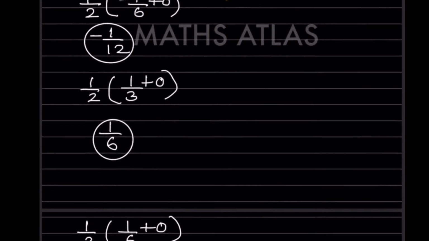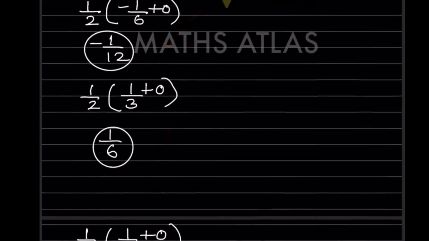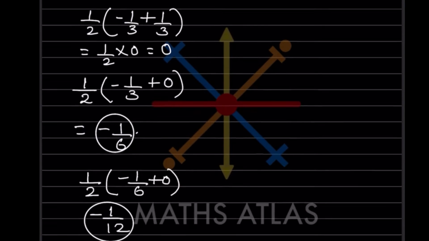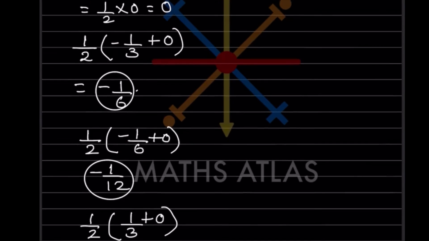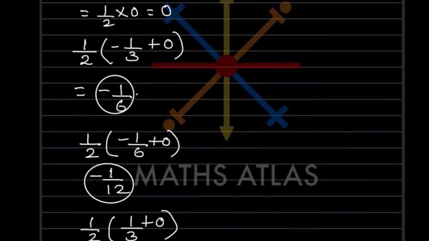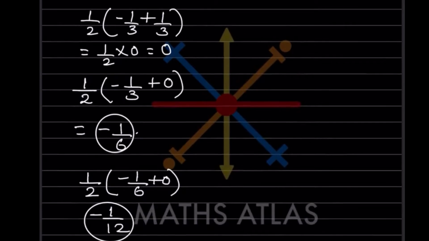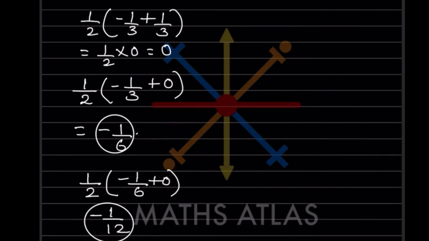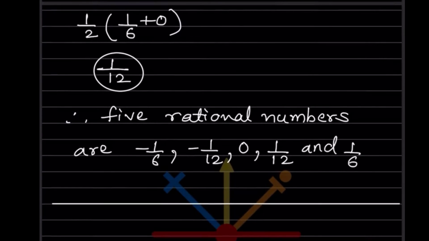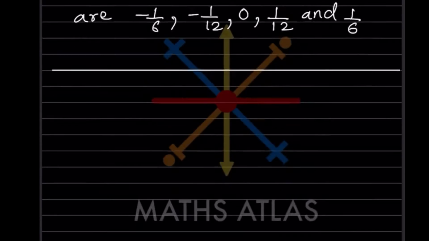Now how many numbers did you get here? 1, 2, 3, 4, and this is 5. So now we are just going to arrange it in the proper order. The negative ones are going to be at the start. So this minus 1 by 6 will be first, then minus 1 by 12, then 0, and then 1 by 12 and 1 by 6. So 1, 2, 3, 4, and 5. So these are the 5 rational numbers.